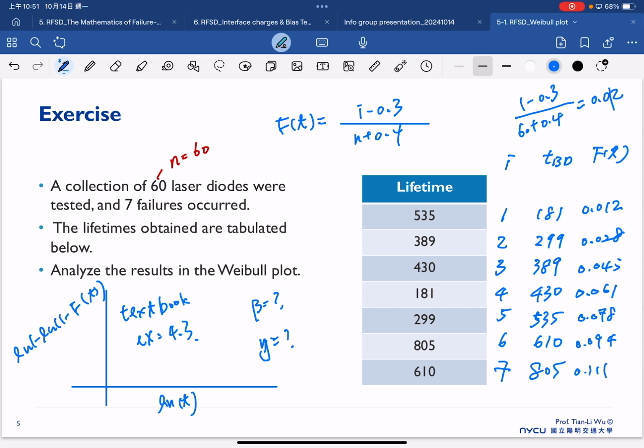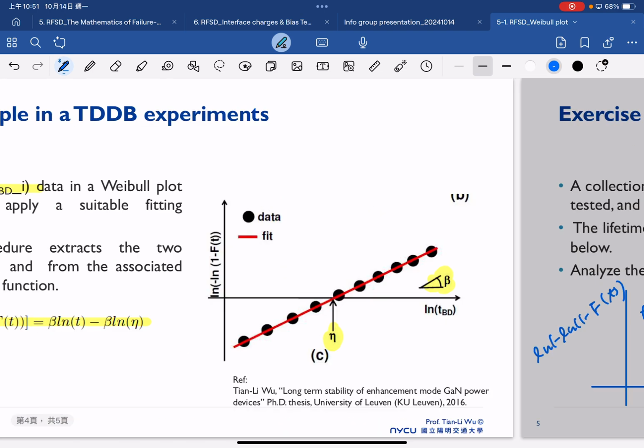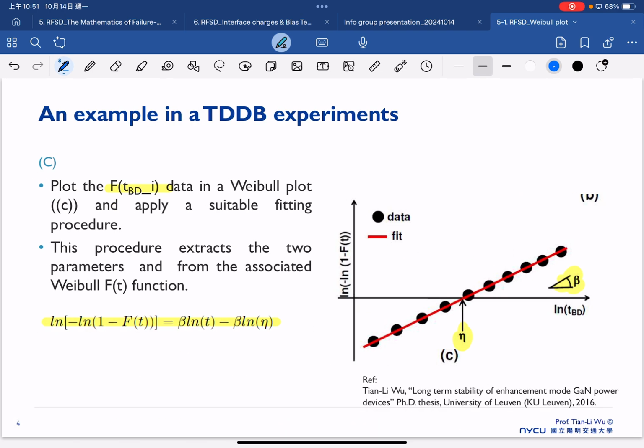And then if you want to find the y-intercept, that's minus beta natural log alpha. So how can we find alpha? Alpha is here, this one, the intercept. This is equal to minus beta natural log alpha. So with the y-intercept, you can get alpha. Okay, so we get alpha after plotting the chart, right?